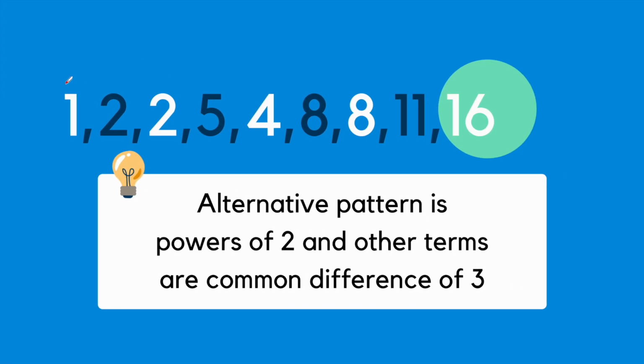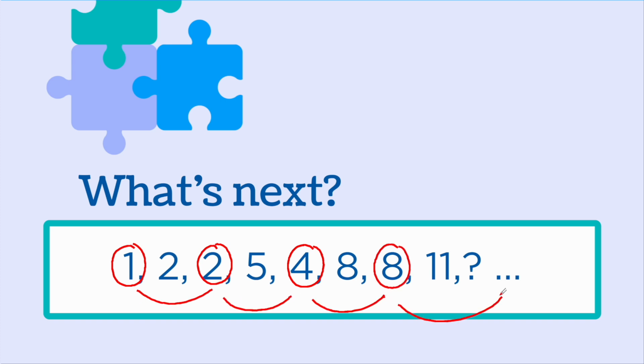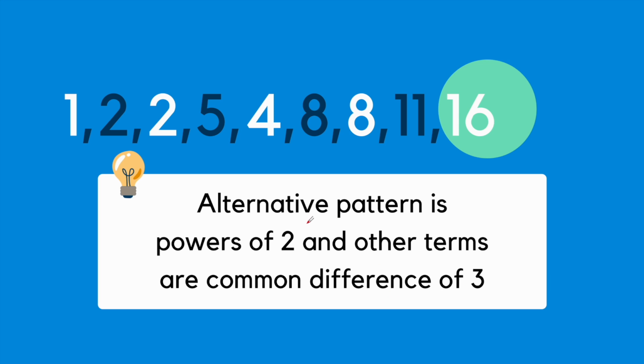If you look at these numbers again, you can see this is an alternative series. It is followed by these numbers: 1 into 2, 2 into 2, 4 into 2, and the next one is 8 into 2, which will be 16. And what about these numbers? 2 plus 3 is 5, 5 plus 3 is 8, 8 plus 3 is 11, and 11 plus 3 should be your next term, which is 14. They are asking for the next immediate term, so you can mark the answer as 16 here. That means alternative series is one thing available here. One is powers of 2, that means 2 power 0, 2 power 1, 2 power 2, 2 power 3, 2 power 4. And the other maintains a common difference of 3.